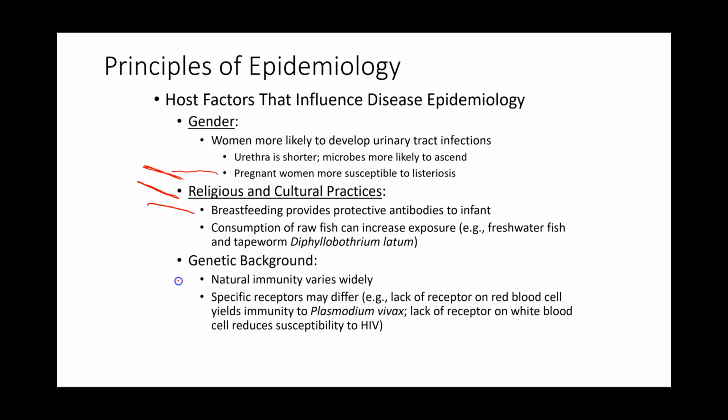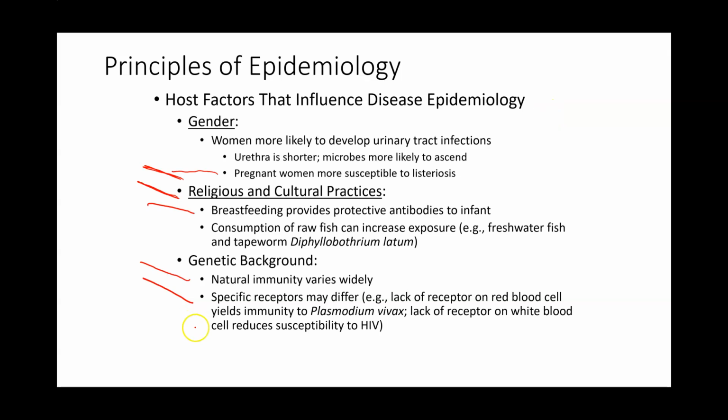Your genetics, of course, are going to influence your ability to get disease because your genetics are what make up your immunity. So you get half your immune system from mom and half from dad, and that's going to make up your immune system.